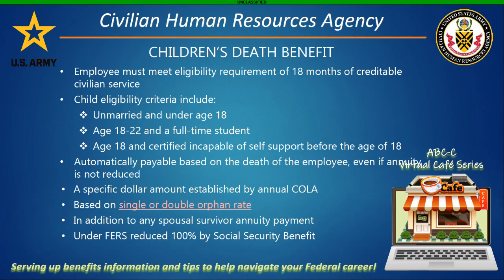The next one is the children's death benefit, and this is very similar to the survivor benefit. A child of the marriage may also qualify for that death benefit, paid in addition to the spousal survivor annuity, if the deceased employee was employed for at least 18 months of creditable civilian service, and the child is unmarried and under age 18, or age 18 to 22 and a full-time student at an accredited university, or age 18 and was certified and capable of self-support prior to age 18. Then the benefit is automatically payable based on the death of the employee, even if an annuity is not reduced.